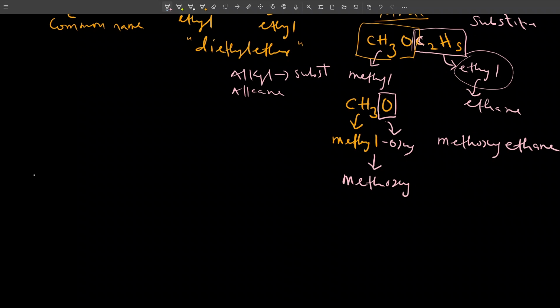Methoxyethane. Now, usually when you name organic compounds, we tell the position of the substituent. Since methoxy is a substituent, we have to tell the position at which the substituent is attached to the parent.